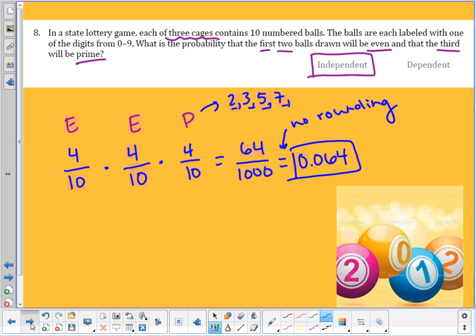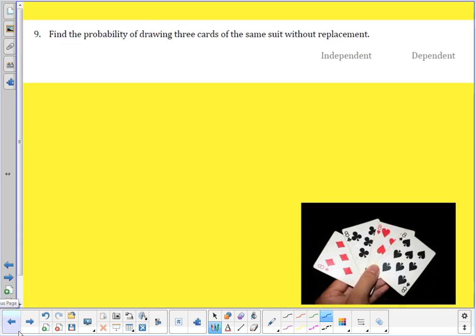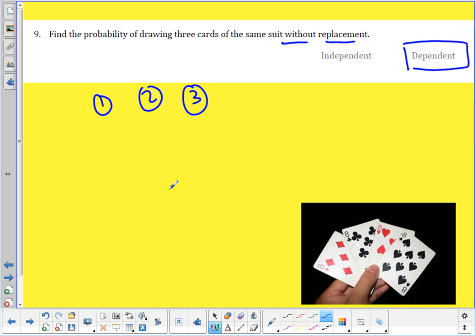Okay, just a couple more questions to look at. Number 9, find the probability of drawing 3 cards of the same suit without replacement. So there's that without replacement again, meaning I'm not putting them back, meaning they're going to be dependent. So I want 3 cards, card 1, card 2, and card 3, we'll just call them for now, of the same suit. So if I think about those probabilities, then I have 13 out of 52 cards because there's 13 cards in a suit and there's 52 cards in the deck.